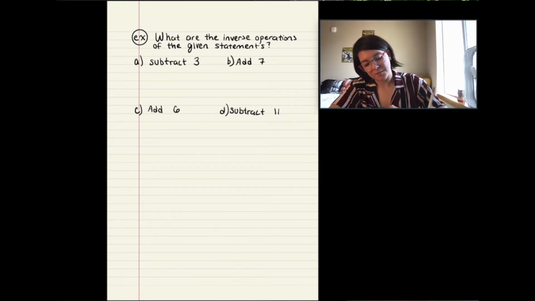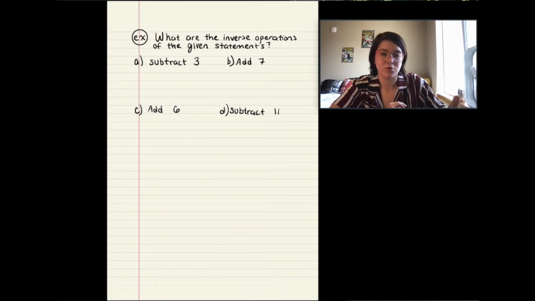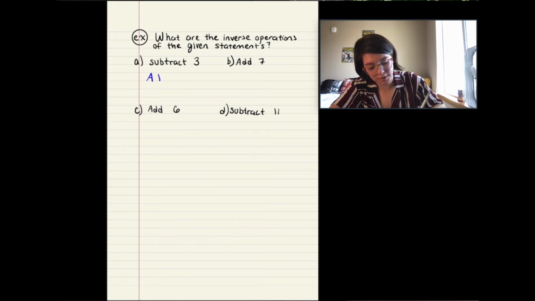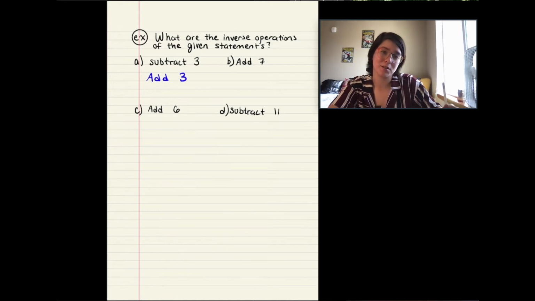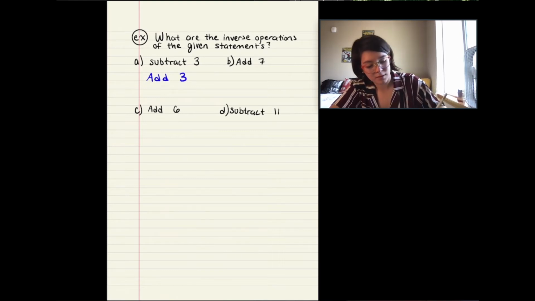So for instance, if we have subtract 3, the inverse operation, something that would get rid of it, would be to add 3. Okay, and maybe you're already sensing a theme here, so go ahead and pause the video, see if you can figure out what the next one would be. So if we wanted to figure out the inverse operation of add 7, go ahead and pause, think about it. So the inverse operation of add 7, well, we want the opposite of add 7, which would be to subtract 7.